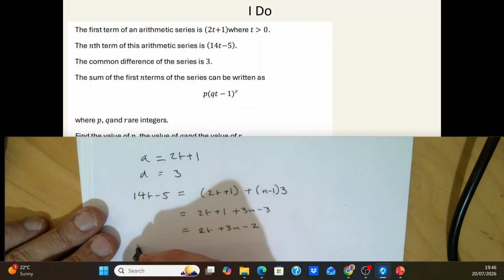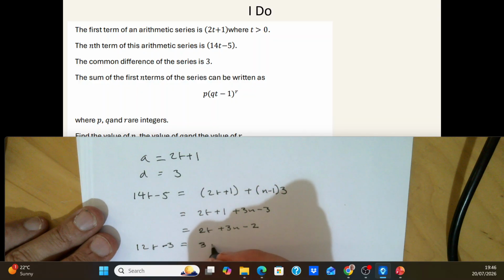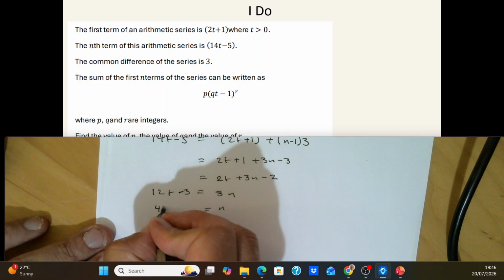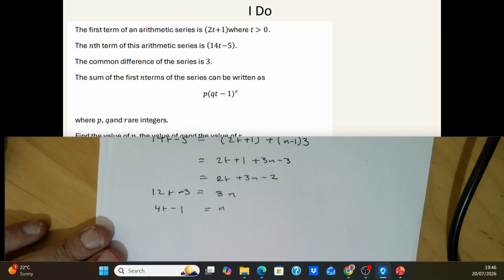Just sorting this out, tidy this up. So 12t, an expression for n, minus 3 must equal 3n. So n must equal 4t minus 1. So we now know the number of terms in the sequence.